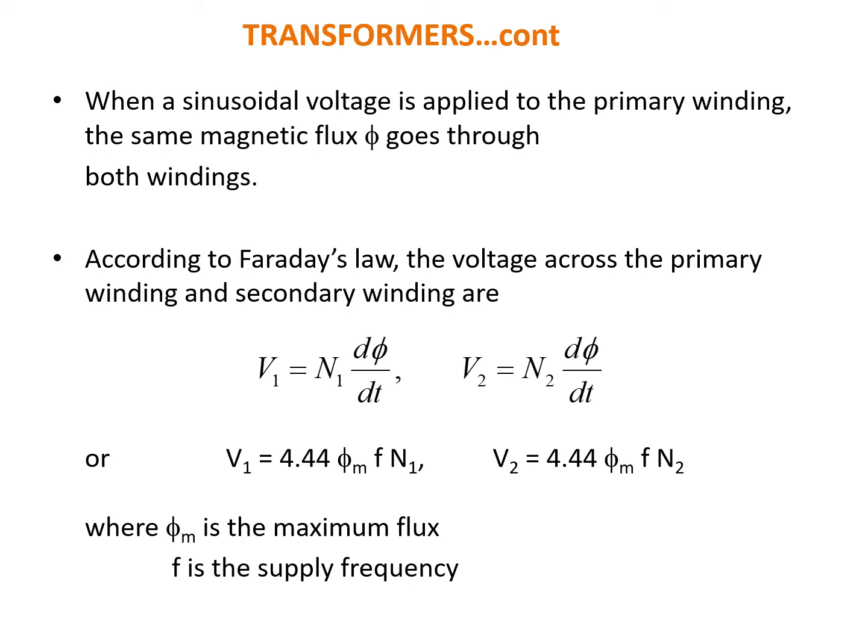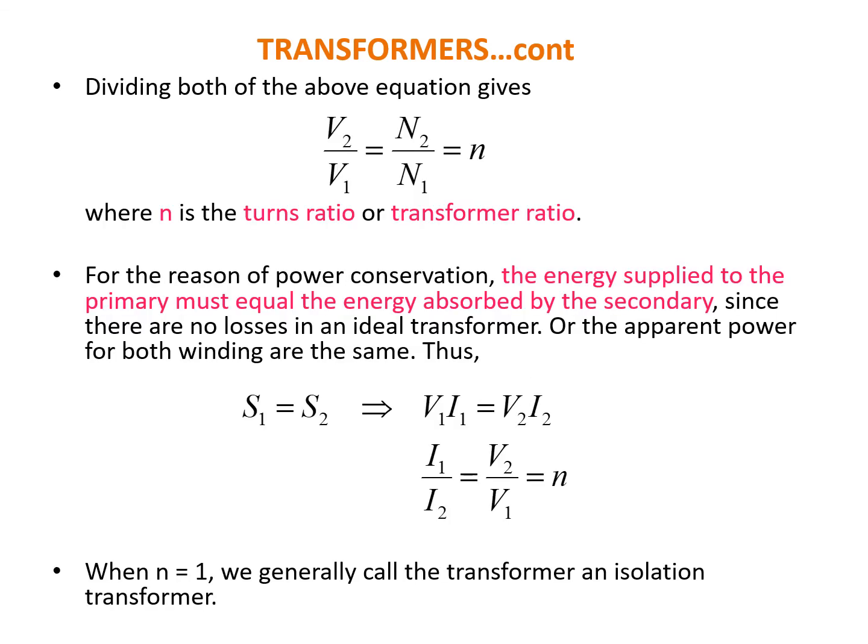Or you can change V1 is equal to 4.44 flux Φm f N1, or V2 is 4.44 flux Φm f N2. 4.44 is a fixed constant for this formula. Okay, so you have the maximum flux, and also f, the supply frequency, and N1 is the primary winding turns, and N2 is the secondary turns. So this is the simple formula.